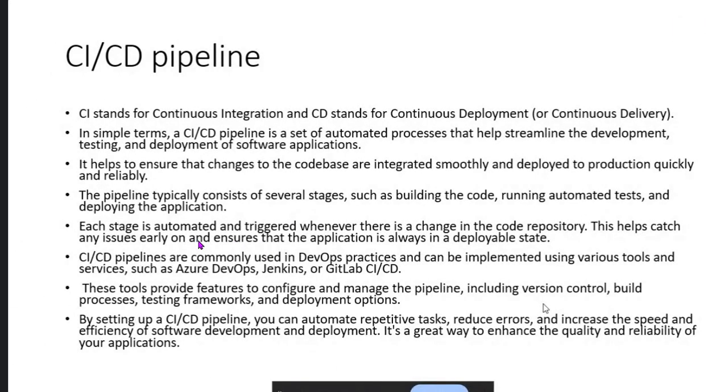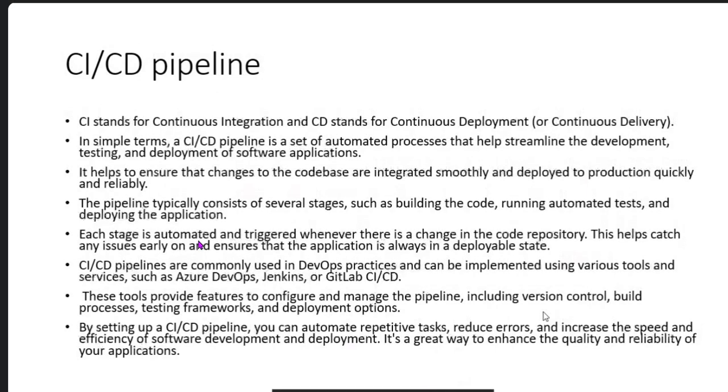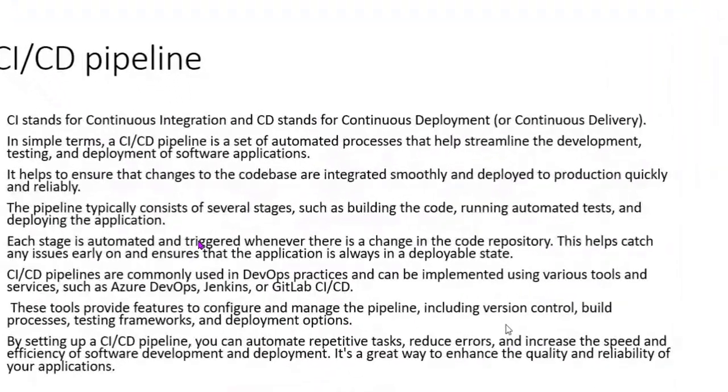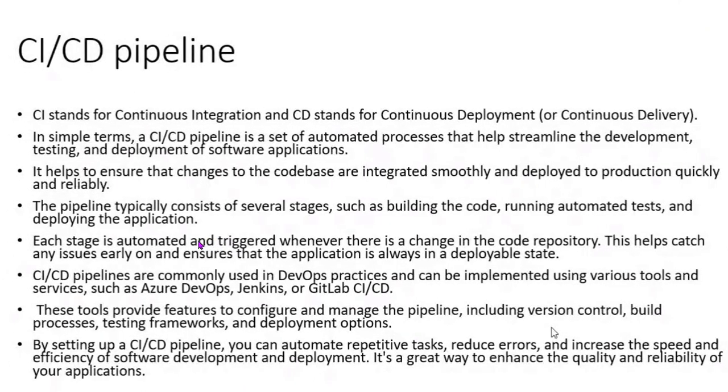Go ahead. Okay, and the pipeline typically consists of several stages, such as building the code, running automated tests, and deploying applications. Each stage is automated and triggered whenever there is a change in the code repository. That is when we push the code and it's triggered. Then it helps to catch any issues early on and ensures that the application is always in a deployable state.